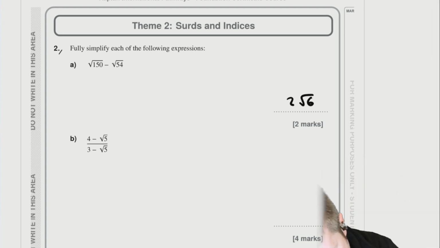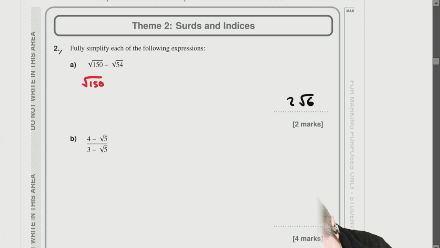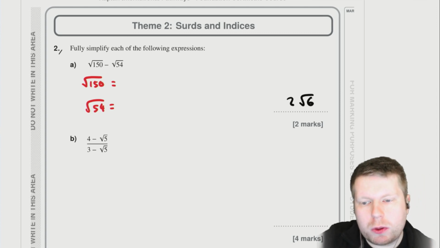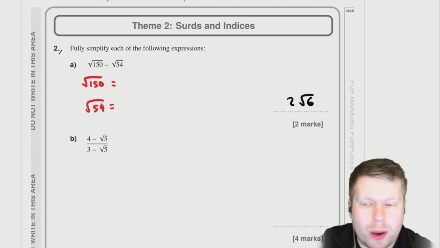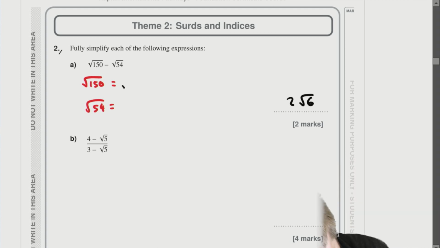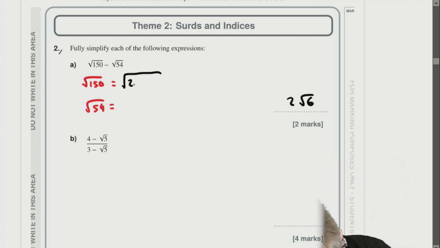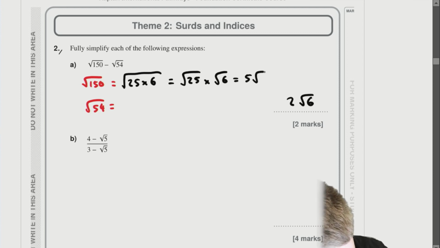So the way which you should have done this is consider both root of 150 and root of 54 separately. So remember, the whole idea here is that you're looking for two numbers that multiply together to make the number underneath the square root. One of them has to be a square number. So by that, I mean if I look at 150, I realise 25 goes into that number. In fact, 25 goes in 6 times. And then if I simplify this down, I can say that's the root of 25 times the root of 6. And you realise that the root of 25 is just 5. So the final answer here should be 5√6.